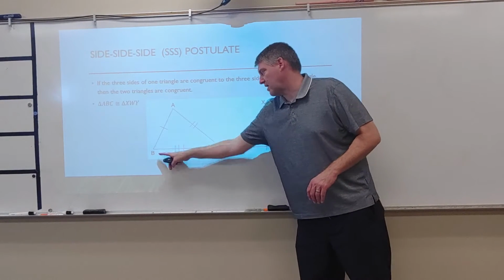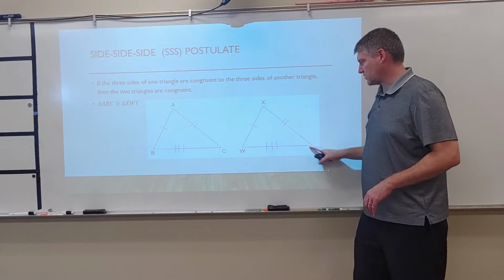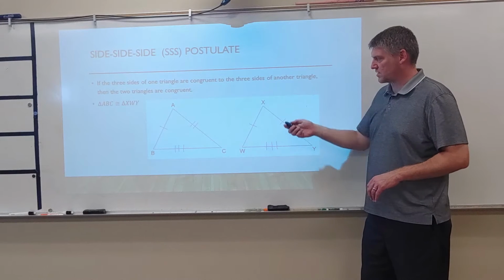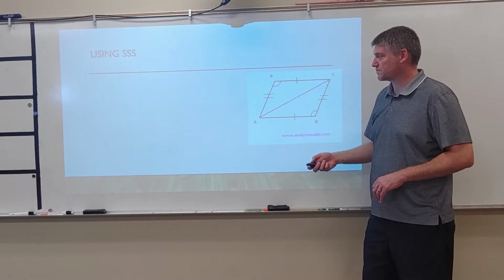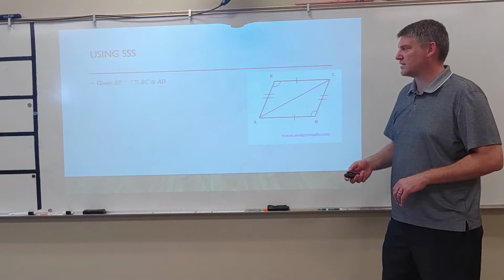So here I have AB is congruent to XW, AC is congruent to XY, BC is congruent to WY. And so these two triangles are congruent. Okay, so now we're going to use side, side, side.